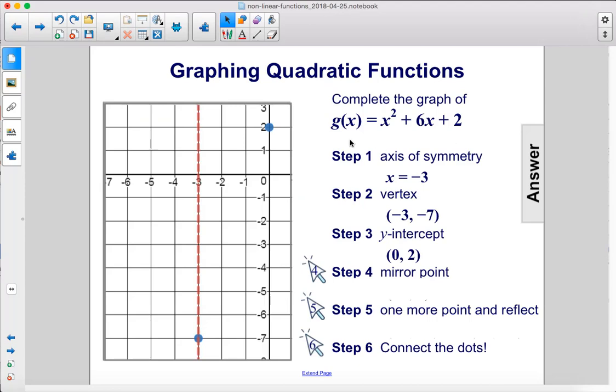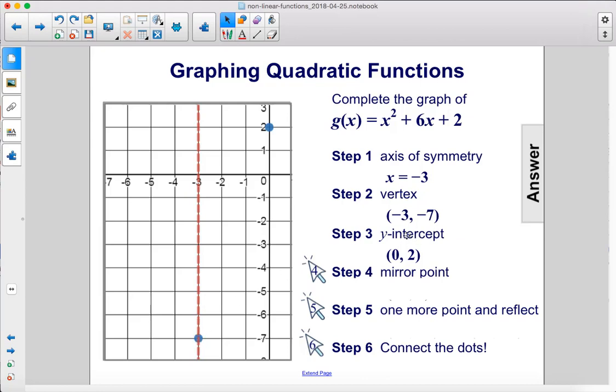Complete the graph of g of x equals x squared plus 6x plus 2. Step 1, the axis of symmetry. Negative b over 2a gives us x equals negative 3. So we've drawn a red dotted line at x equals negative 3. Step 2, we've plugged that point into the function and we get negative 3, negative 7 as our vertex. So negative 3, negative 7, we draw a dot.